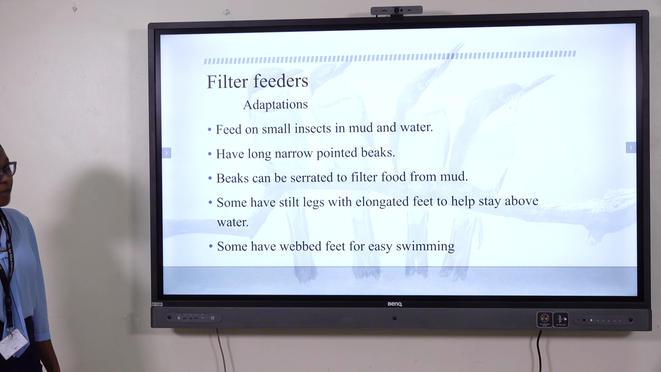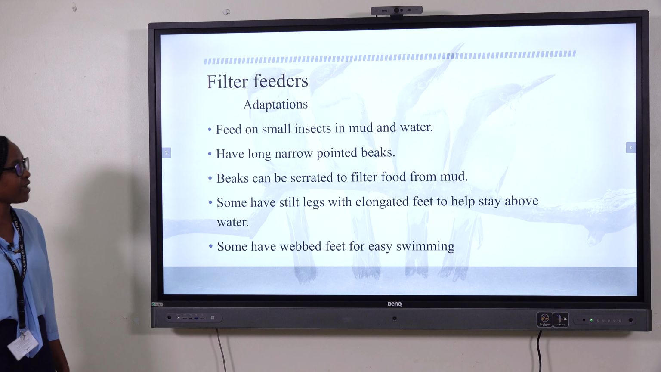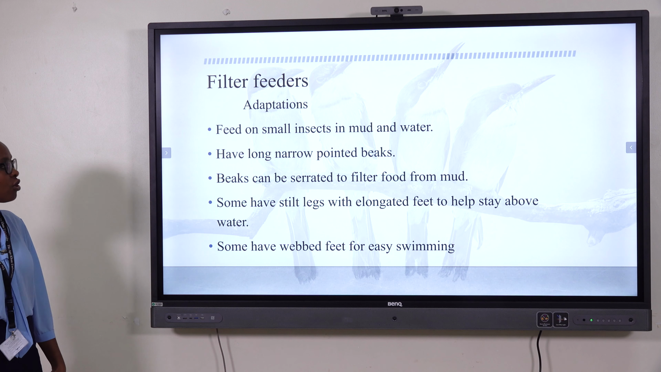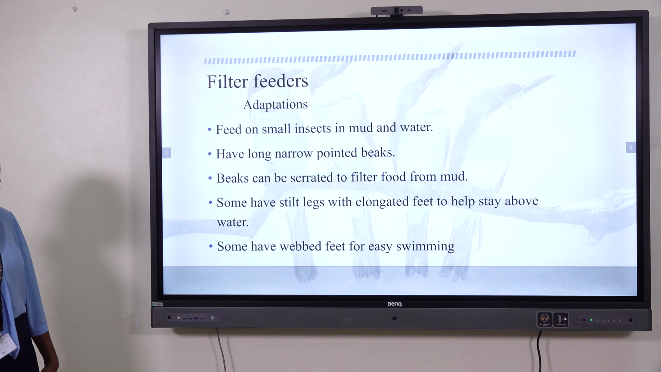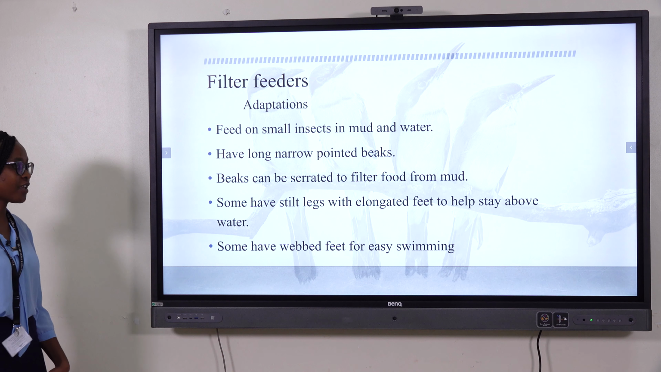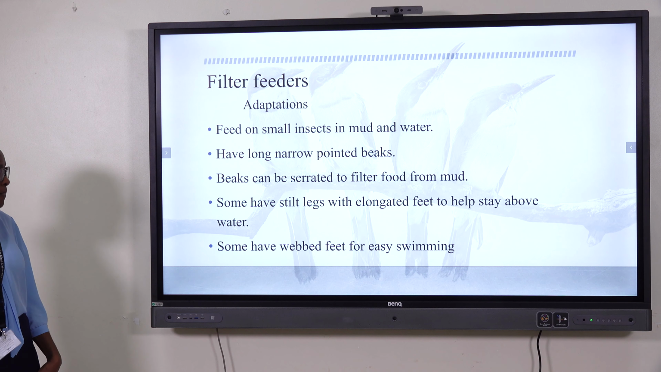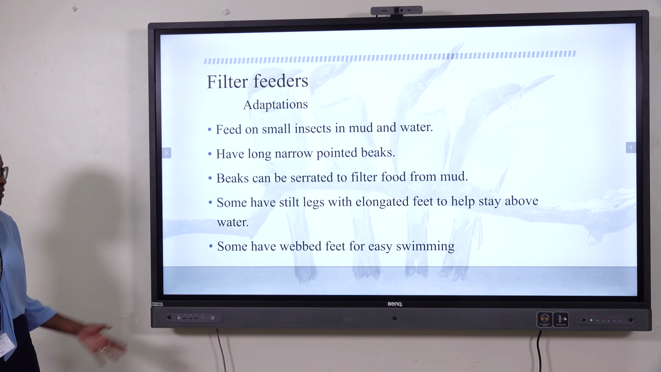We look at their adaptations. These are birds that feed on small insects in mud and in water. And the adaptations we can see there: they have long and narrow pointed beaks. They also have serrated beaks that help them to filter food from mud. These birds, the filter feeders, have stilt legs with elongated feet, and these are adaptations that help them to stay above the water. Some of them have webbed feet that enable them to swim easily as they look for their food.